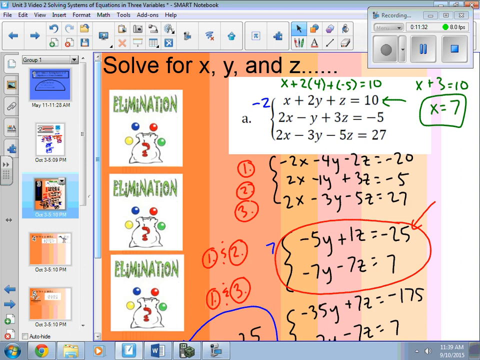We can leave them all circled like that, or on these systems of 3 equations, you can also list your answer as what's called an ordered triple. So you can make an ordered pair that has all 3, or an ordered triple that has all 3. So we found that it was 7, 4, and negative 5. So you could also list your answer like that.